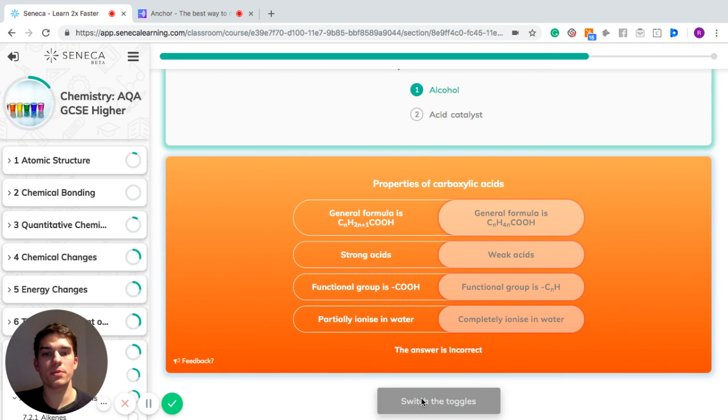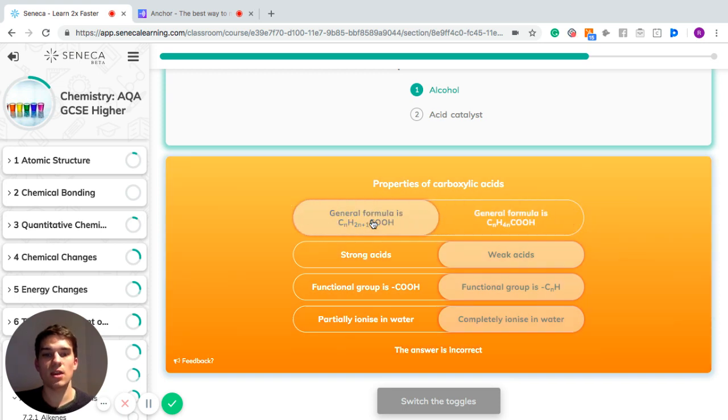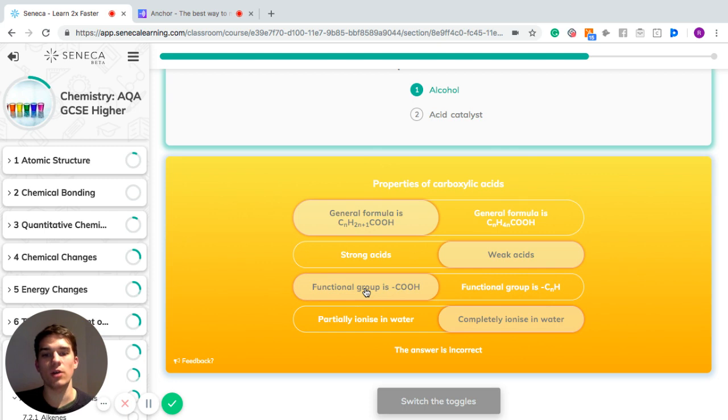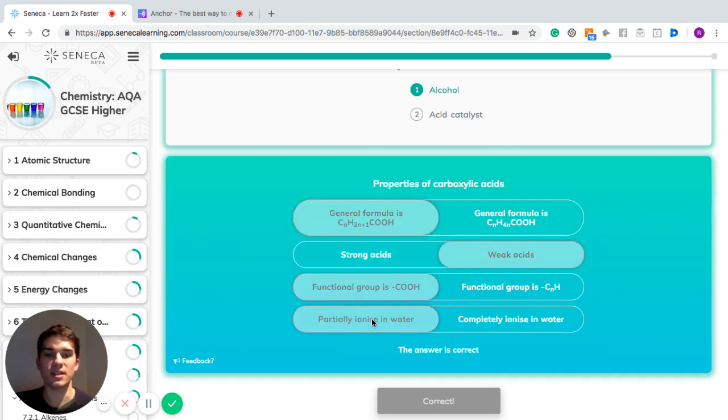So remember the properties of carboxylic acid. Well, the general formula is CnH2n+1COOH. Carboxylic acids are weak acids. Their functional group is COOH, and carboxylic acids partially ionize in water.